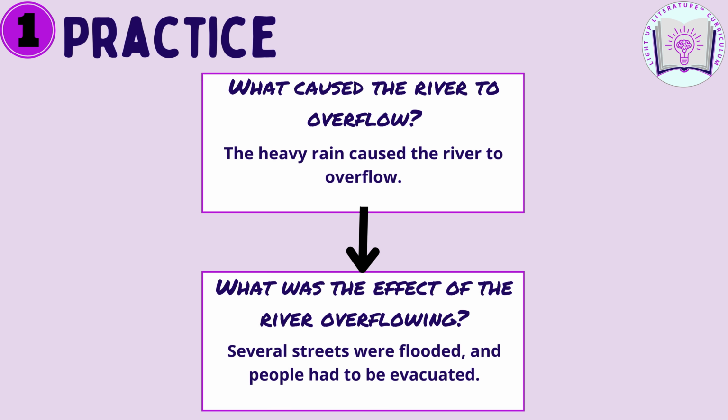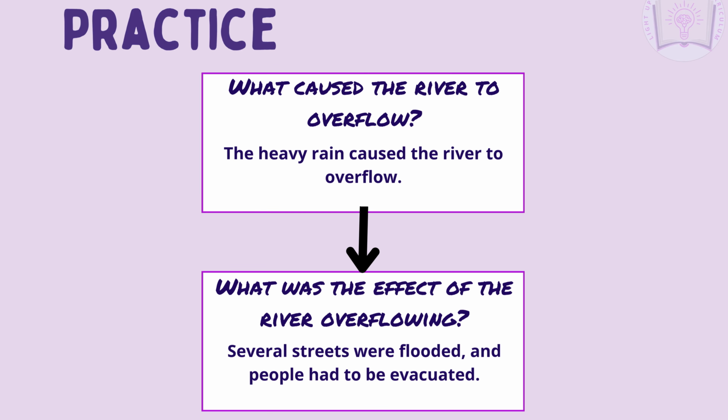Here are the correct answers. The cause of the river overflowing was the heavy rain. The effect was that several streets were flooded and people had to be evacuated. Great job. Let's move on to the next practice passage.